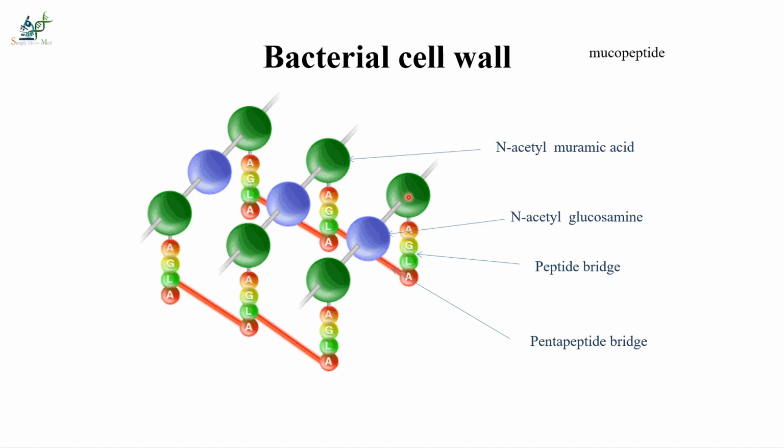This N-acetyl muramic acid is connected by a peptide bridge. Here, everywhere you can see this peptide bridge. And these peptide bridges are connected by a pentapeptide bridge. So this is the structure of the mucopeptide or peptidoglycan layer of the bacterial cell. That is, it is made up of alternating units of N-acetyl muramic acid and N-acetyl glucosamine, and this N-acetyl muramic acid has a peptide bridge, and these peptide bridges are connected by a pentapeptide bridge.